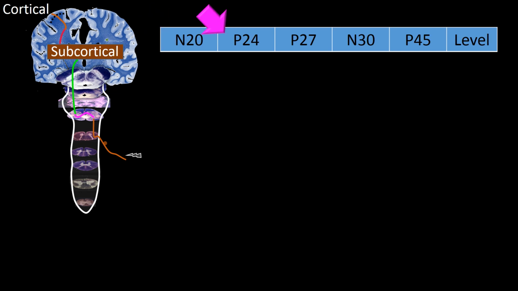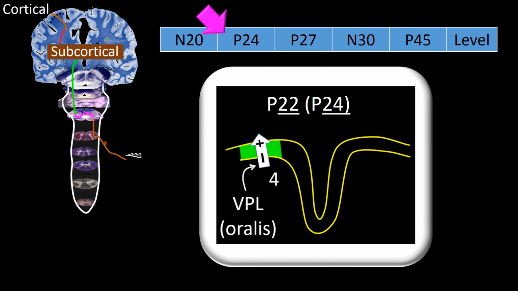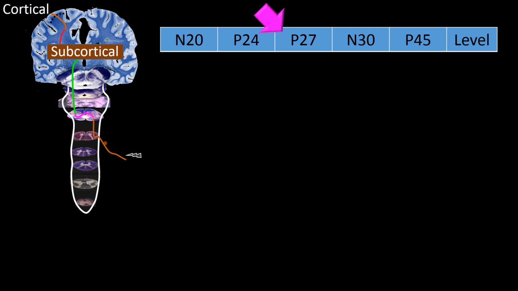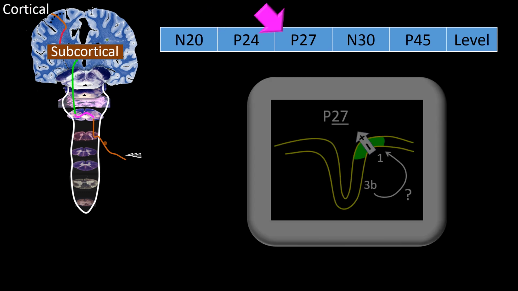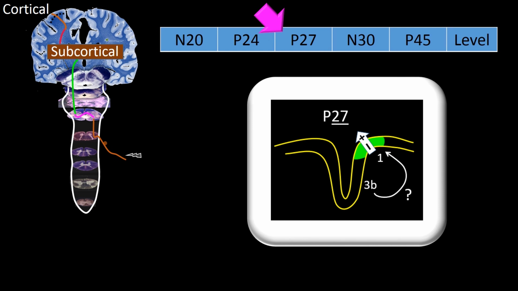After N20, we have P24. I think that it is the same as the previously labeled P22. If so, it corresponds to the arrival of thalamic input to area 4, which occurs in the frontal region. Next is P27. P27 results, according to some, from the activation of area 1 by fibers from area 3B.